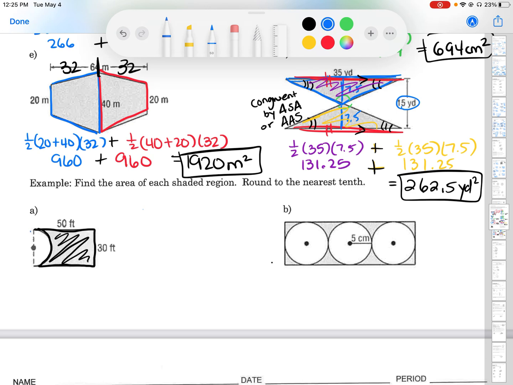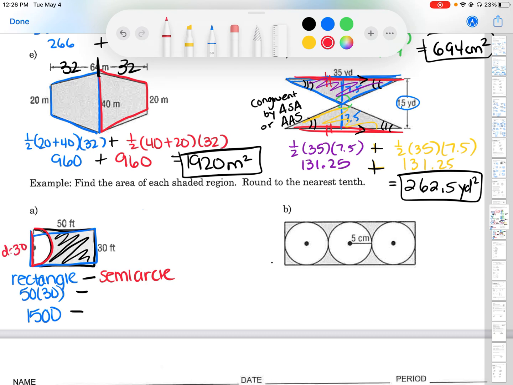So the first thing we're going to do is find the area of the rectangle, the entire thing. To get the area of that rectangle, it's going to be 50 times 30, length times width. So that's 1,500. Then we're going to subtract from that the area of the semicircle. And that should leave us with the portion that's left. So this is also 30, that's the diameter, which means the radius is 15. So that's going to give us half of pi r squared, so 15 squared. That's going to round to 353.4 for the semicircle. And when we subtract, we are going to get about 1146.6 feet squared.